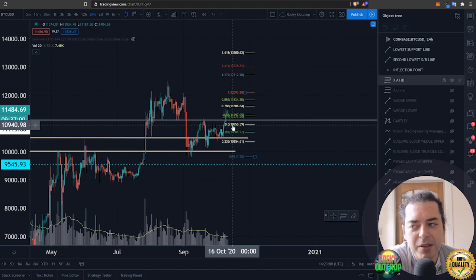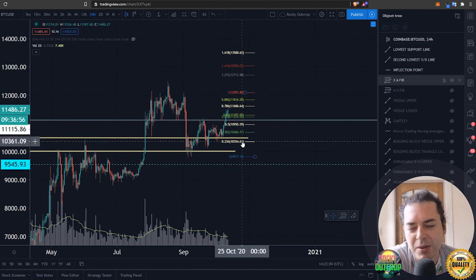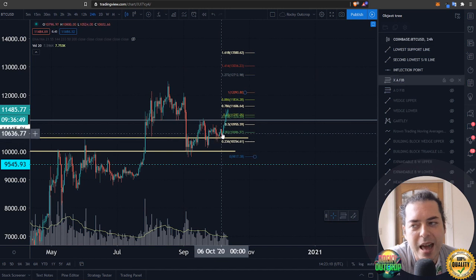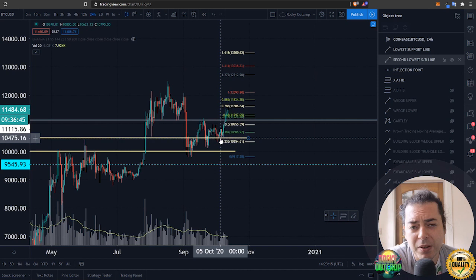Anyhow, we then came up to the 50% area, went back down, and we didn't go as far down as the 236 in terms of our bodies. But what we'll notice here is that we came down and we wicked in and touched it quite distinctly at this point, and then moved towards the top side yet again, having found support in terms of our body closes here on the 24-hour time frame at our second lowest support and resistance line.